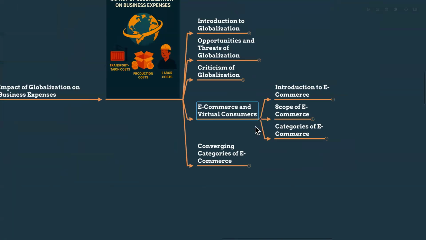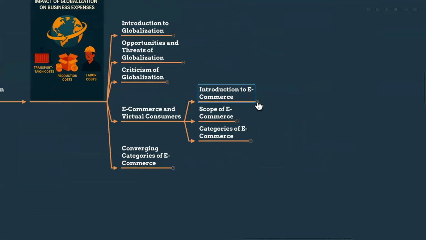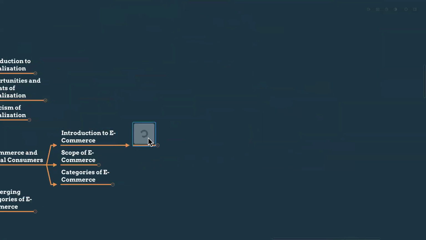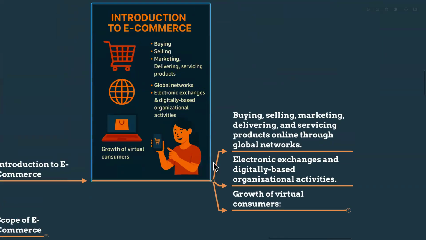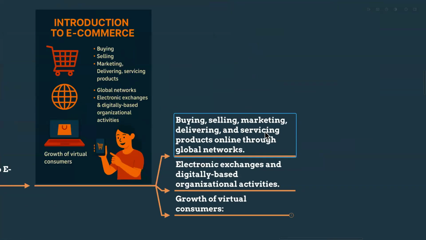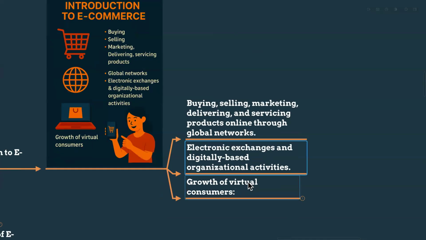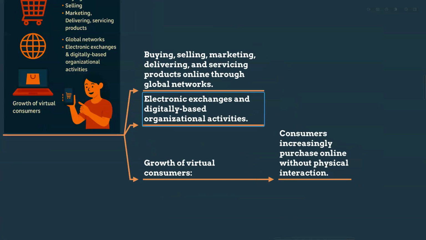And let's talk about e-commerce and the virtual organization. Introduction to e-commerce: buying, selling, and marketing everything online. So buying, selling, marketing, delivering, and servicing products online through global networks. Simply buying and selling through the internet, with customers who shop online. E-commerce and the virtual customers. So electronic exchanges and digitally based organizational activities.